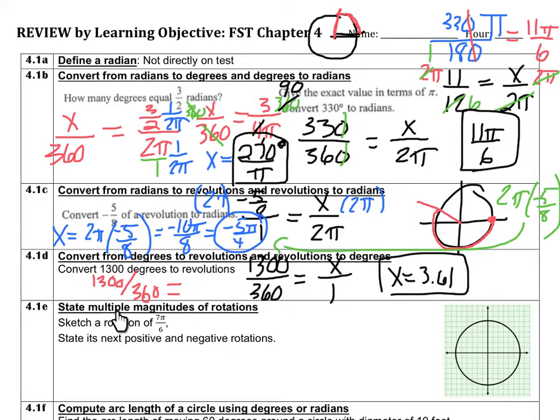4.1e, state multiple magnitudes of rotations. So here, sketch the rotation of 7 pi over 6, and then state its next positive and then negative rotations. So this is an improper fraction, which is how we state radians. Sometimes it's easier to read it as a mixed number. So 6 goes into 7 evenly once with a remainder of 1. So it means do 1 and 1/6 of a pi.